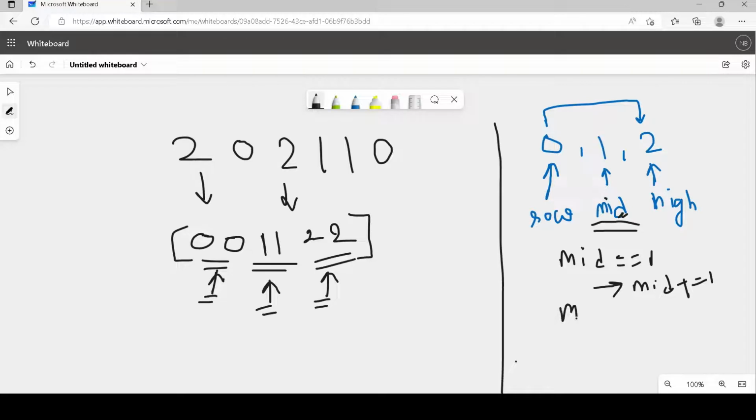If my mid pointer encounters 0 in the array, then what should I do? We can see that the zeros belong at the lowest position, right? So if my mid pointer encounters 0, then it should be swapped with the element at the low pointer. So I will swap the element at my mid pointer and the element at my low pointer.